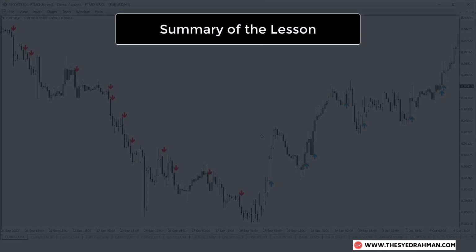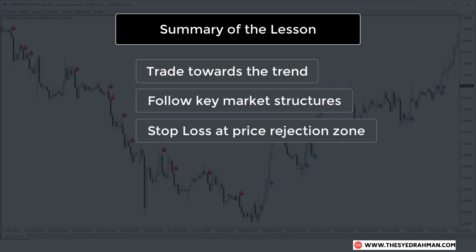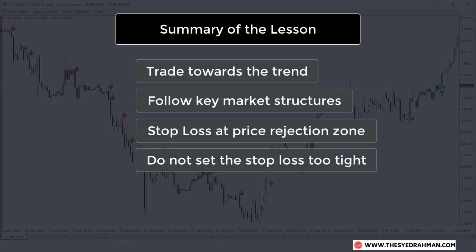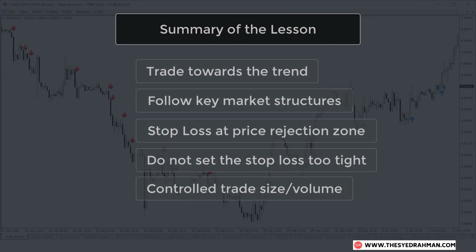So in summary, trade towards the direction of the trend, respect the market key structures, set your stop losses at a valid price rejection zone, give your stop losses some room to breathe by extending it further to the rounded numbers, and keep your trade size or volume in control so that you are never risking too much money in a single trade. If you practice and follow these rules correctly, then you will see more take profit hits than the stop loss and eventually you will make consistent profit from your trades.